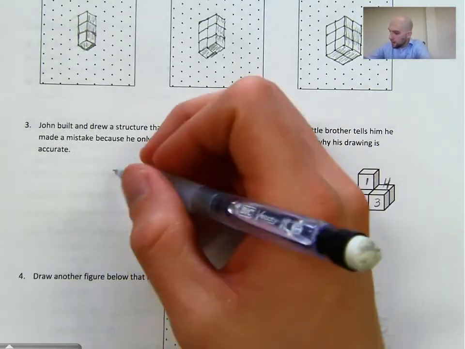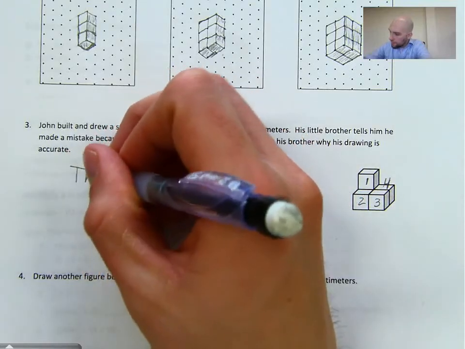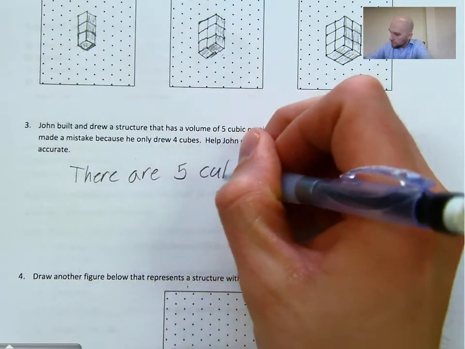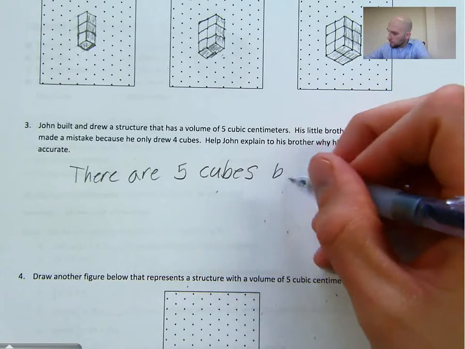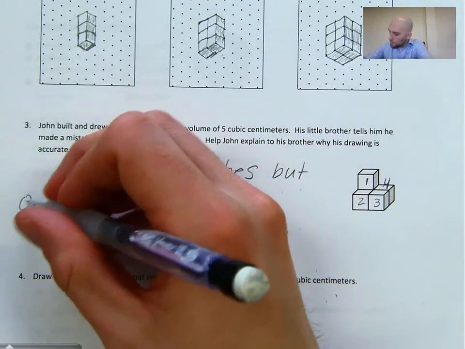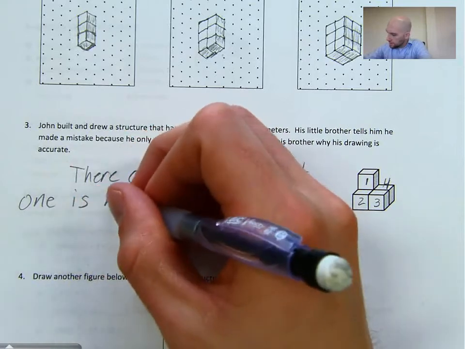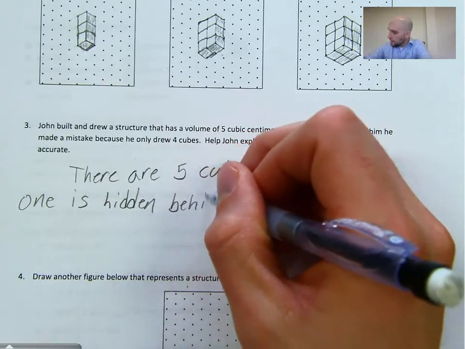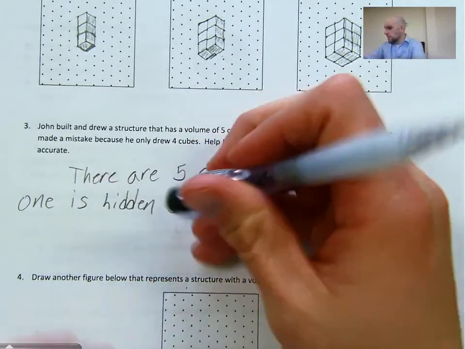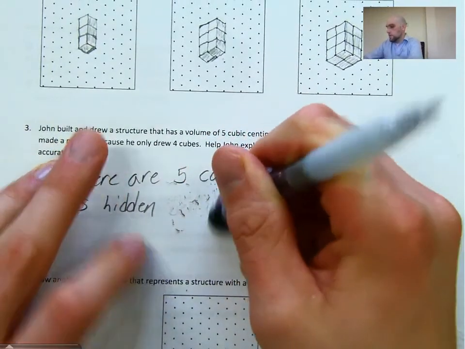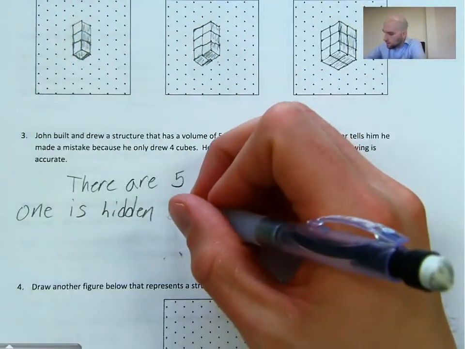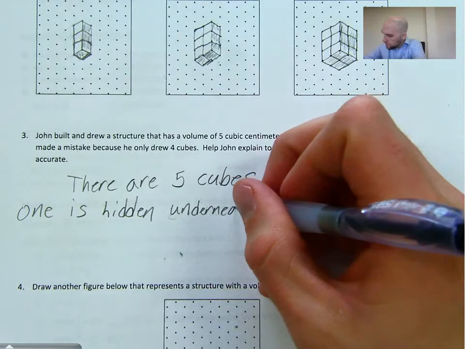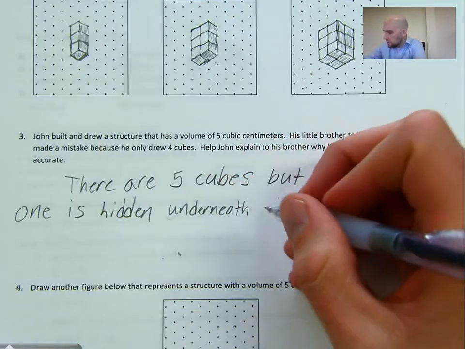So there are 5 cubes, but 1 is hidden, or I guess I should say underneath, not behind. Since I labeled this, I'm just going to call this block number 1.